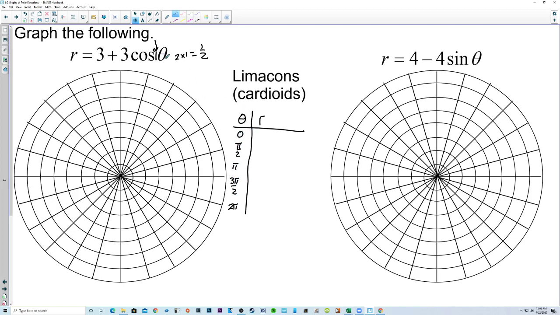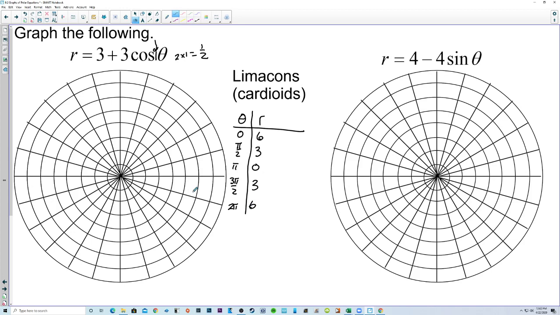So if I plug 0 in for theta here, cosine of 0 is 1, so we start out with 6, 3 plus 3. Cosine of pi over 2 is 0, so that piece becomes 0, and we have 3. Pi, cosine of pi is -1, so there's 0. That means we're going to touch the pole. 3 pi over 2, cosine of 3 pi over 2 is 0, so that's 3. And then 2 pi is back to 1, so we're back to 6.